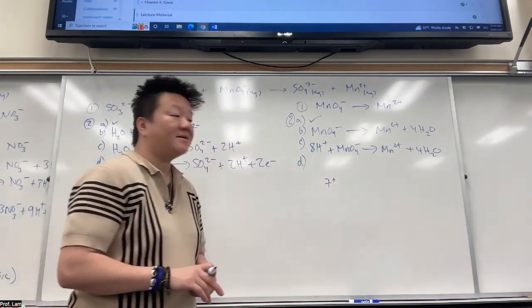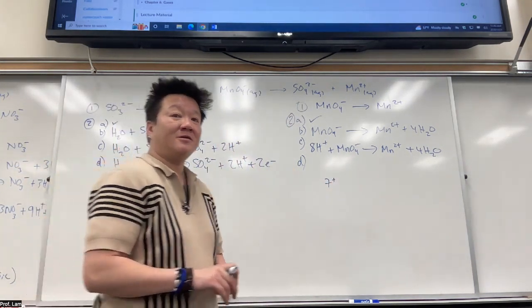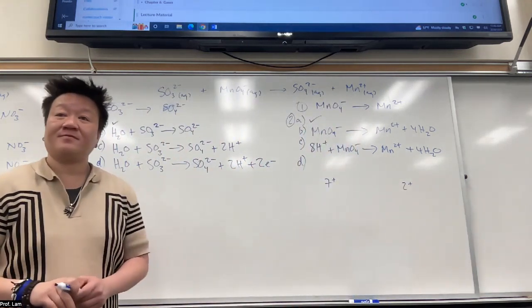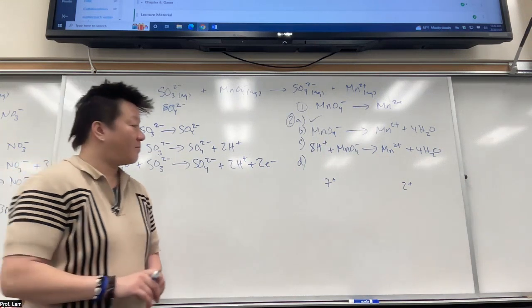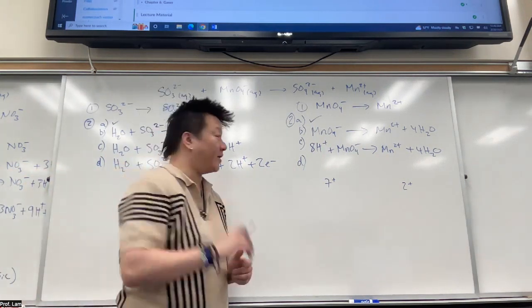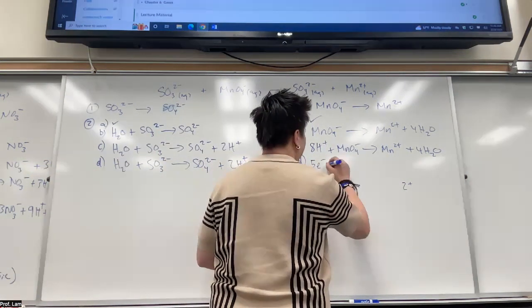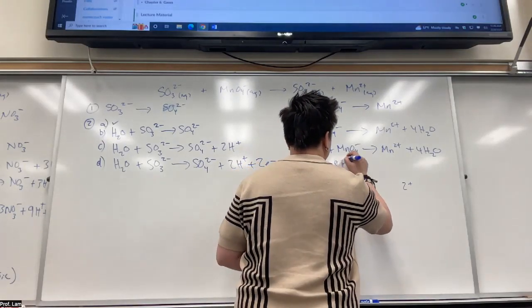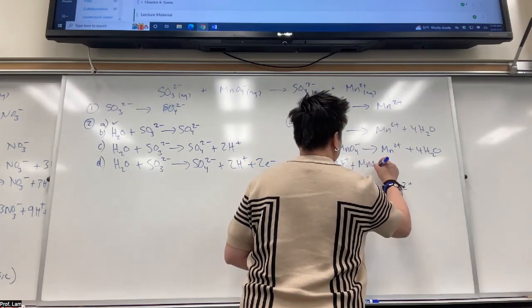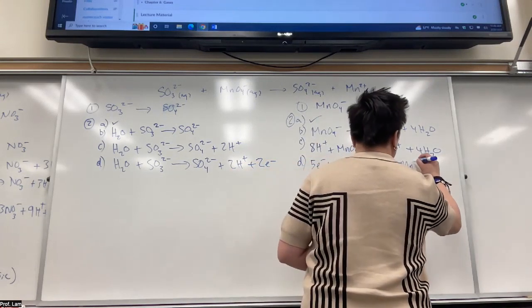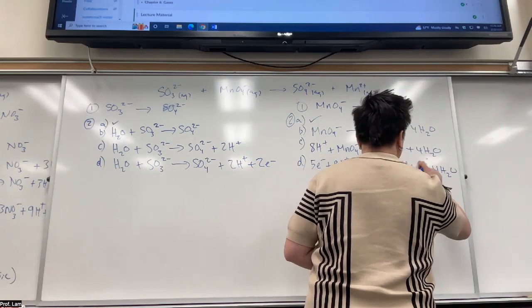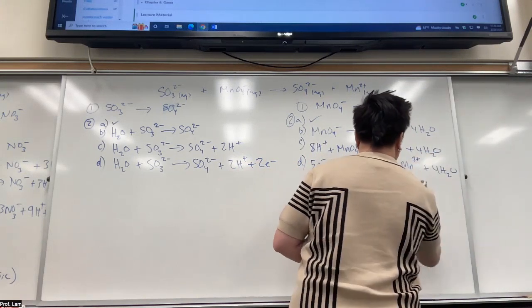And on the right side? 2 positive. Where should we add electrons? How many? Very good.